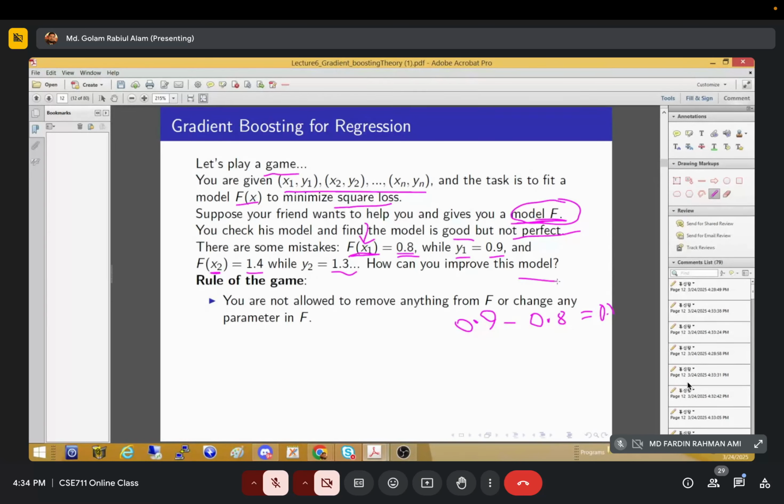Yes, there are several ways, but there is a rule for the game: you are not allowed to remove anything from f or change any parameter in f. Okay, so that means the model f given, you need to keep it as it is. So that means f is fixed. Then how can we improve the performance of that model?